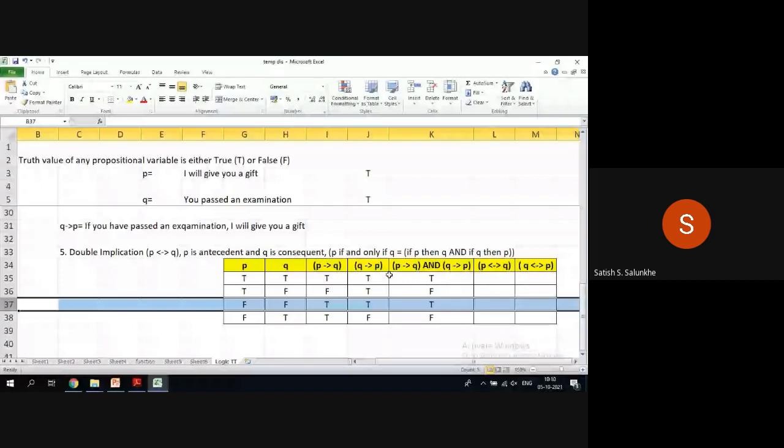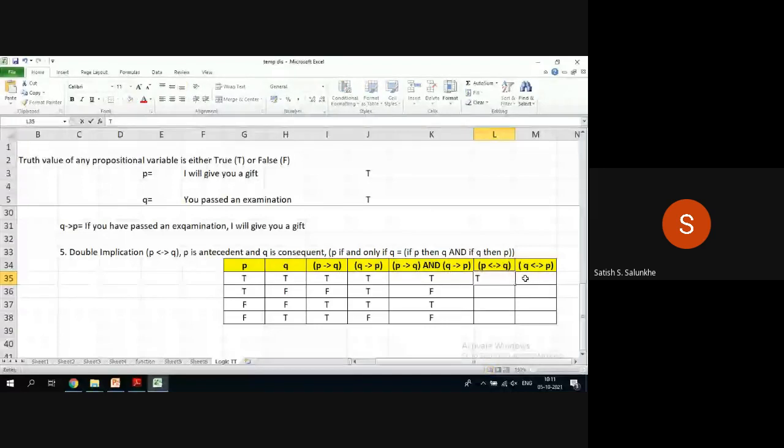P bidirectional Q means what? P implies Q and Q implies P. Similarly, Q bidirectional P means what? Q implies P and P implies Q. So definitely you will get the same result, computed either as Q bidirectional P or P bidirectional Q, and you can see here they obey the commutative law. So single implication does not obey the commutative property, but the bidirectional condition obeys commutativity.